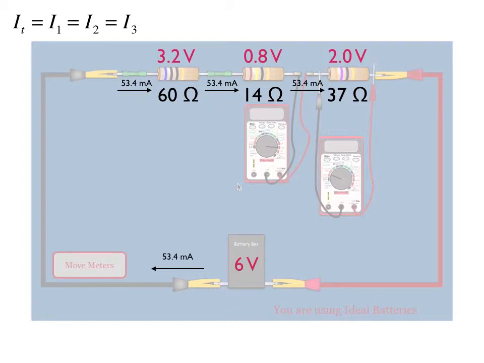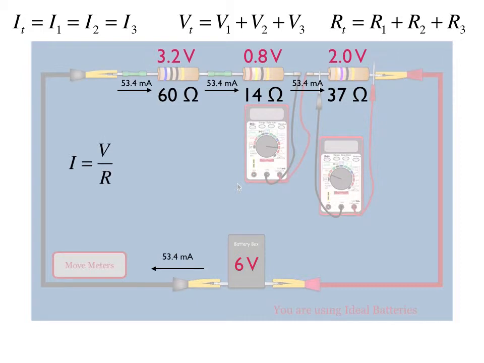So mathematically, here are the formulas. Currents are all equal, voltages add up to the total voltage, and the resistors add up to the total resistance. So the way we would predict how much current is going to come out of the battery is we would total up our resistors, then we would use Ohm's law to calculate I. So if you use 6 volts and the total resistance, you should get the current of about 53.4 milliamps.